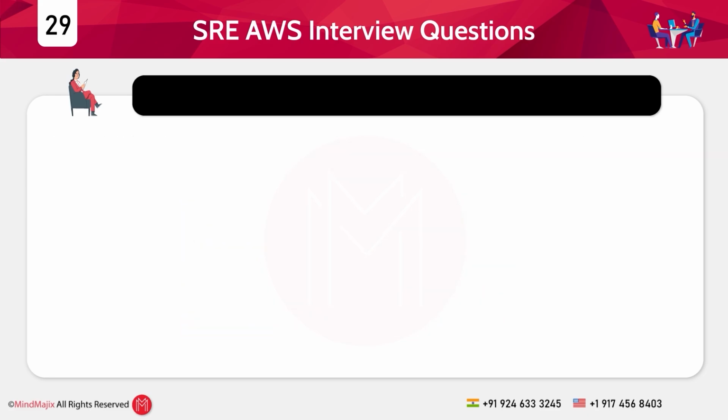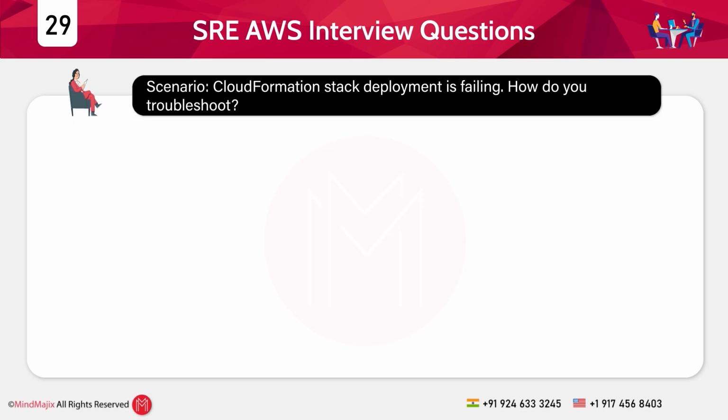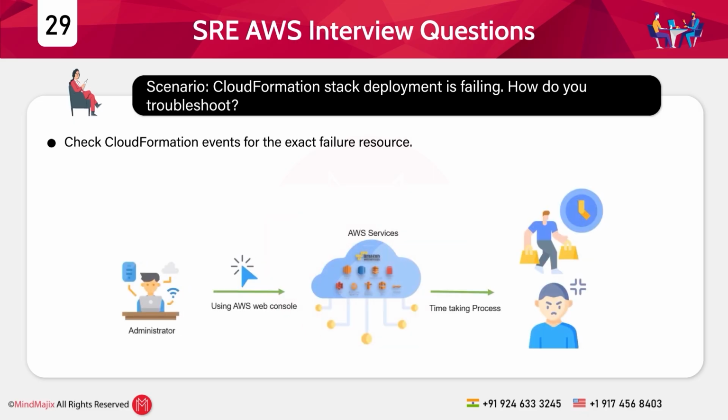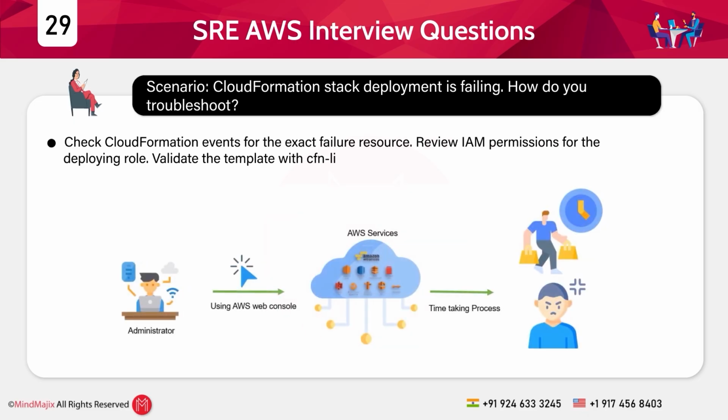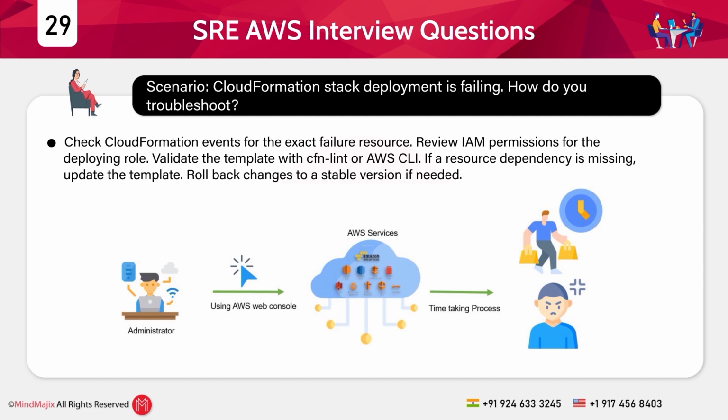So guys, the next question is again a scenario-based question. Let's say a CloudFormation stack deployment is failing, how do you troubleshoot this particular scenario? When a CloudFormation stack deployment fails, the first step is to check the CloudFormation events tab to identify which specific resource caused the failure and what error message was returned. I would then verify whether the IAM role used for deployment has all the necessary permissions to create, modify, or delete the resources in the stack.